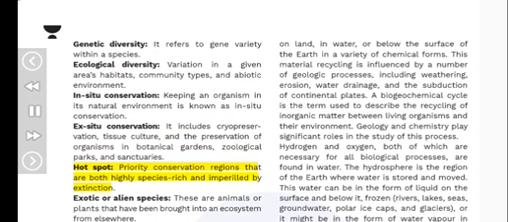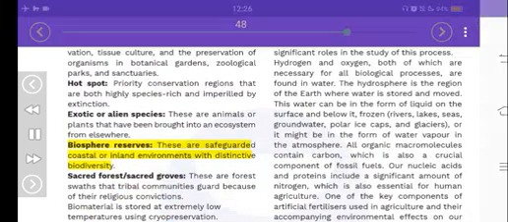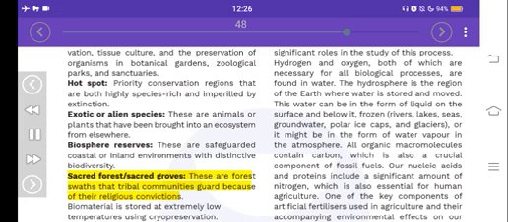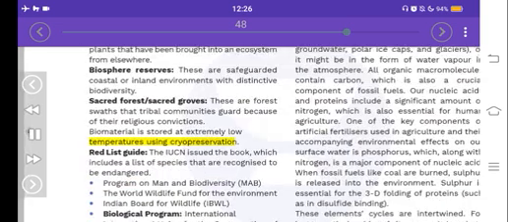Hotspot: priority conservation regions that are both highly species-rich and imperiled by extinction. Exotic or alien species: these are animals or plants that have been brought into an ecosystem from elsewhere. Biosphere reserves: these are safeguarded coastal or inland environments with distinctive biodiversity. Sacred forests, sacred groves: these are forest swaths that tribal communities guard because of their religious convictions. Biomaterial is stored at extremely low temperatures using cryopreservation.